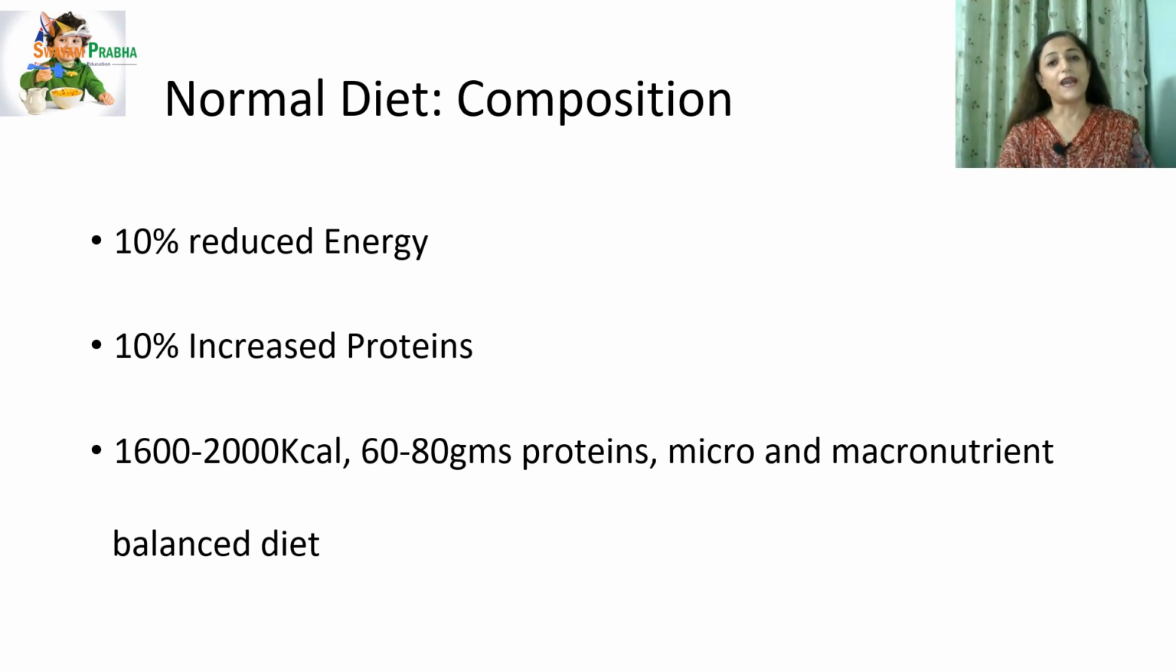This type of diet provides 1600 to 2000 kilocalories of energy, and 60 to 80 grams of proteins along with micro and macronutrients. And since it is a balanced diet, it can be accommodated for the majority of the cases.